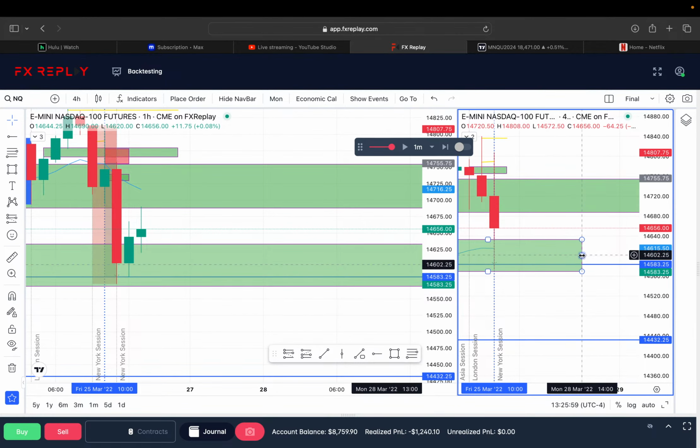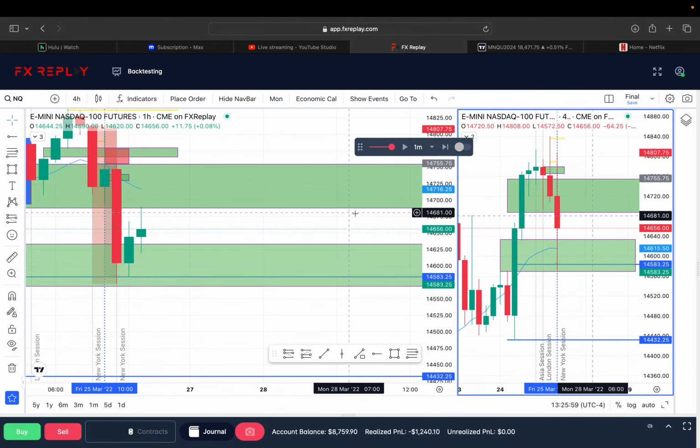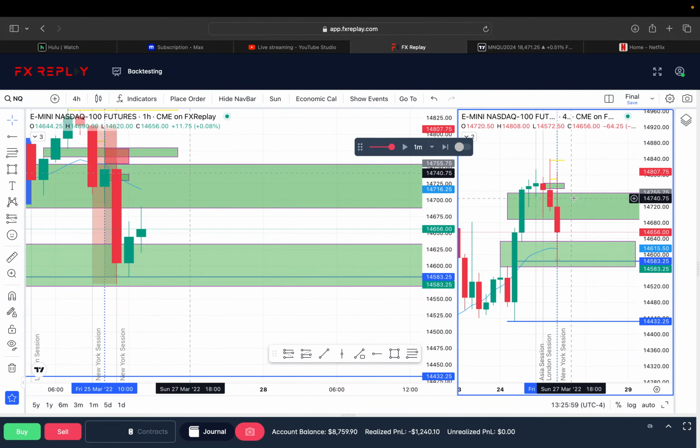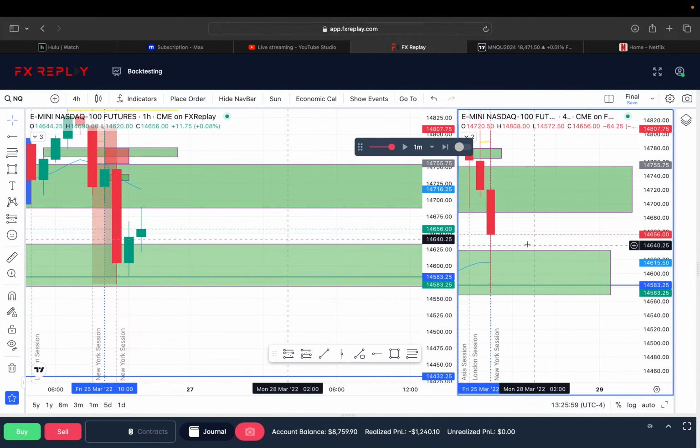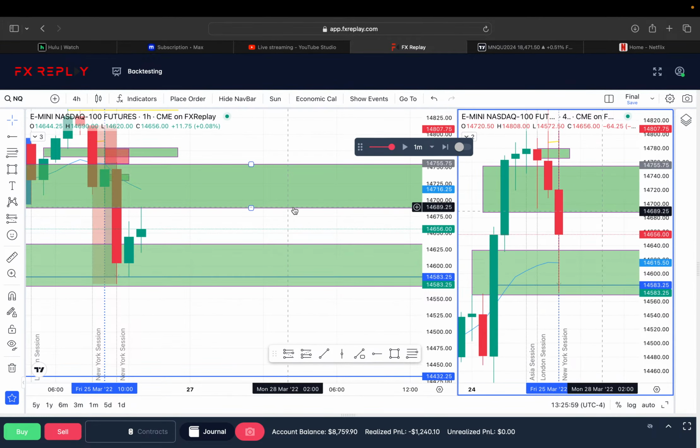And you can honestly wait too. You can wait for all of this. You can just wait for it to come up, react, and then play on the 4-hour time frame. You don't have to just watch lower time frames.